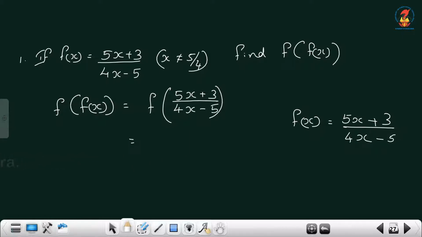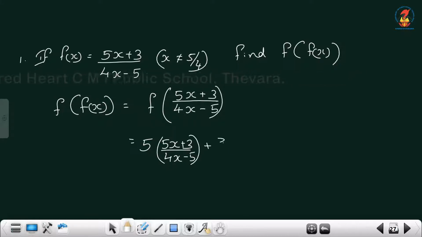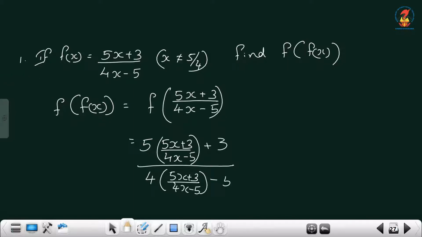So here we have to substitute this. Consider this as x and substitute in the place of x. That only you have to do. So 5 into, in the place of x substitute this fraction, (5x plus 3) by (4x minus 5). Put a bracket. Then plus 3 by 4 into, again in the place of x substitute (5x plus 3) by (4x minus 5). Then minus 5.